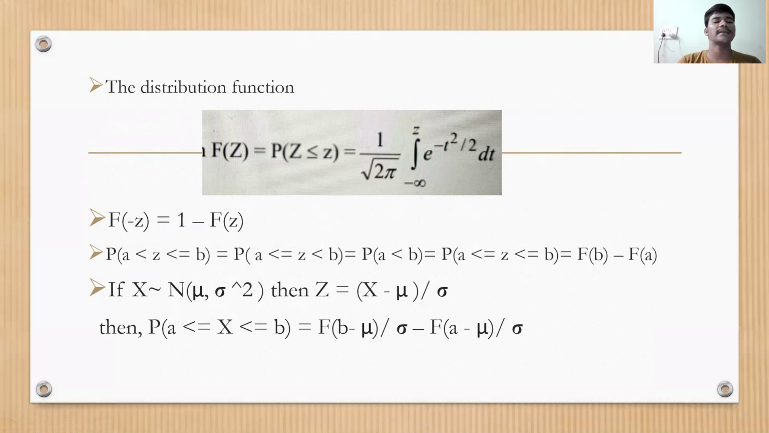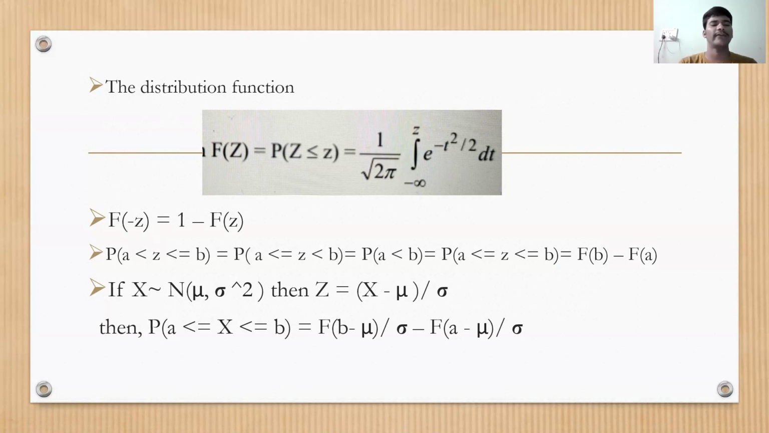Now F of minus z is equal to 1 minus F of z. This is a property of the distribution function. And P of a less than Z less than or equal to b is equal to P of a less than or equal to Z less than b, which is equal to P of a less than Z less than b, which is equal to P of a less than or equal to Z less than or equal to b, which is equal to F of b minus F of a. You don't need to be confused much about this. This is not a formula, this is just a general property of a normal distribution function.